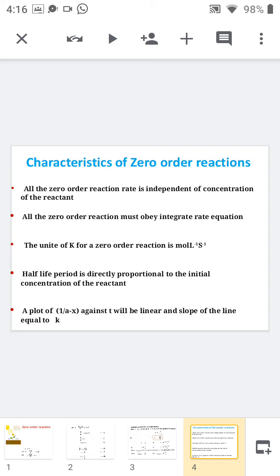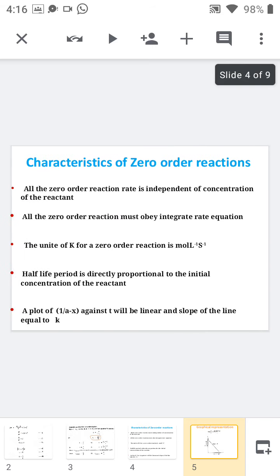Now we are moving into the general characteristics of zero order reaction. Every zero order reaction obeys the integrated rate equation, and all zero order reactions are independent of the concentration of the reactant. The unit for the zero order rate constant is mole liter inverse second inverse, and half-life period is directly proportional to the initial concentration of the reactant.